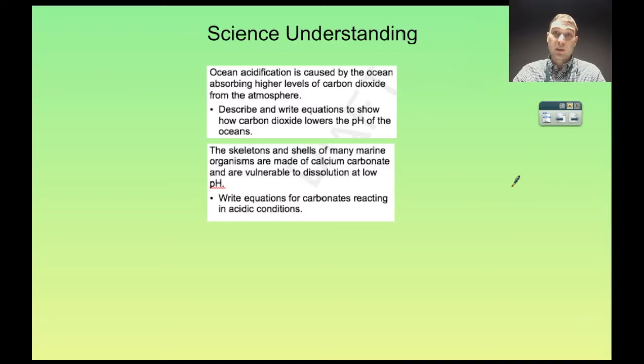So, science understanding: we're going to look at how ocean acidification is caused by the ocean absorbing higher levels of carbon dioxide from the atmosphere. Describe and write equations showing how carbon dioxide lowers pH. Then, the skeletons and shells of many marine organisms are made of calcium carbonate and are vulnerable to low pHs, so write equations for carbonates reacting with acids.